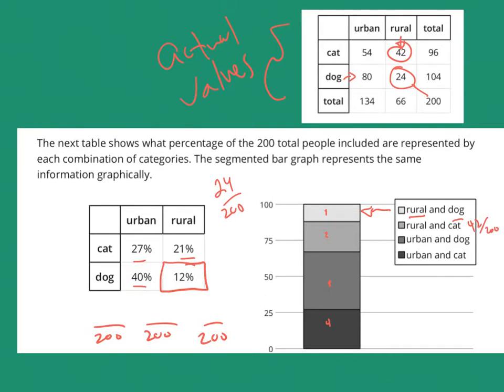And the urban and dog. Notice every time I talk about "and," I'm talking about something out of the 200. Urban and dog, the 42 over 200 is that 21%. Okay. And then the urban and cat, so the 27% is going to be the 54 out of the 200.